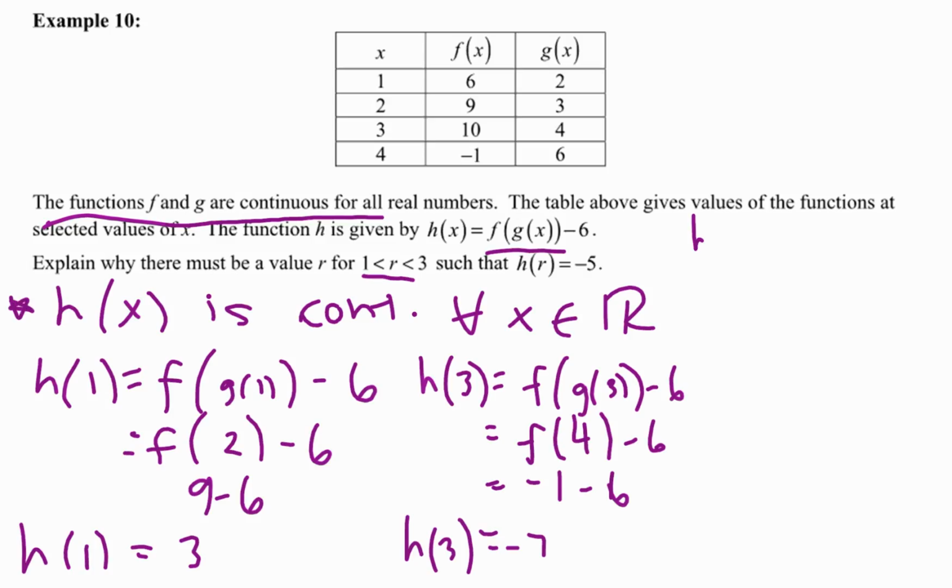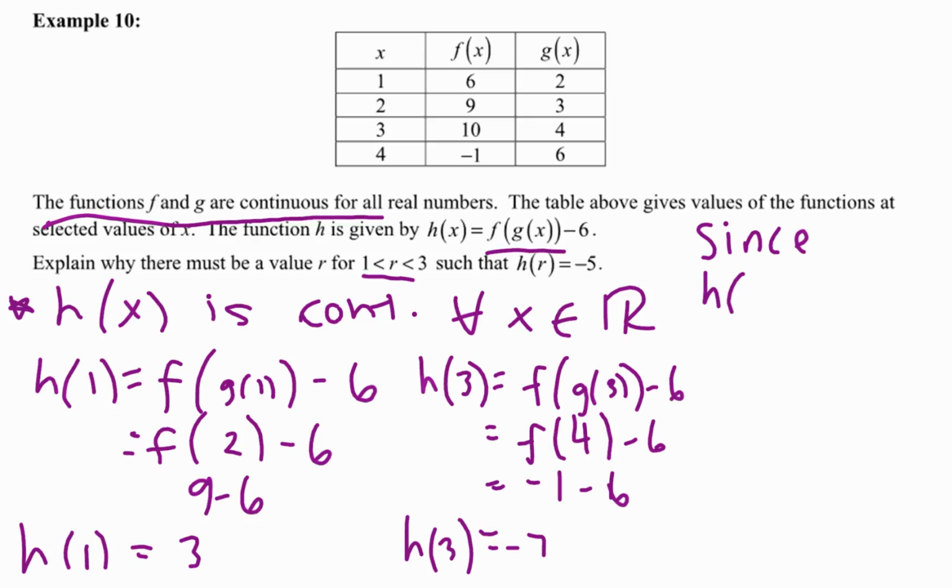So we can say that h of x, oh, let's say since. I like to use since. Since h of 1 is positive. Oh, we aren't doing positive, are we? We're trying to find somewhere where h is negative 5. But that's okay because negative 5 is still in between 3 and negative 7.